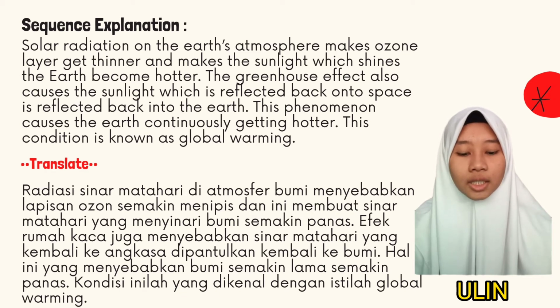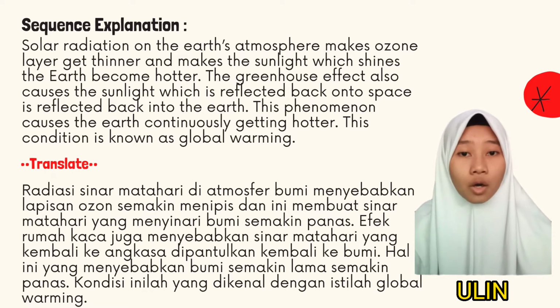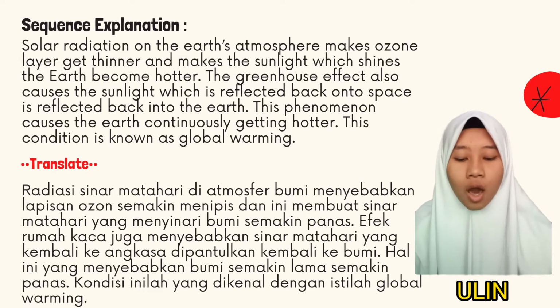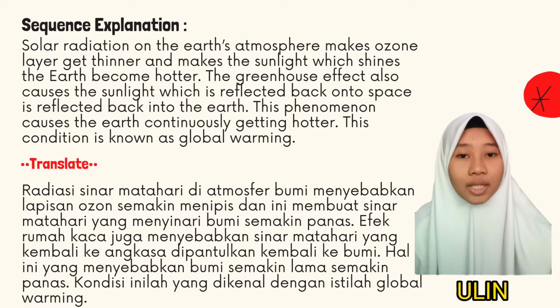Solar radiation on the Earth's atmosphere makes the ozone layer get thinner and makes the sunlight which shines on the Earth become hotter. The greenhouse effect also causes the sunlight which is reflected back onto space to be reflected back into the Earth. This phenomenon causes the Earth to continuously get hotter. This condition is known as global warming.